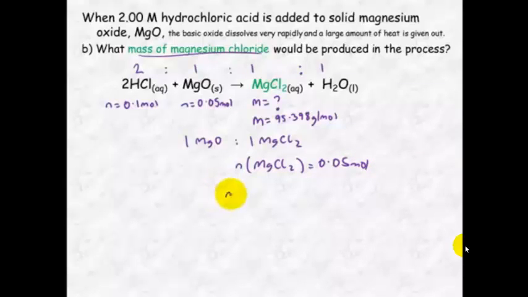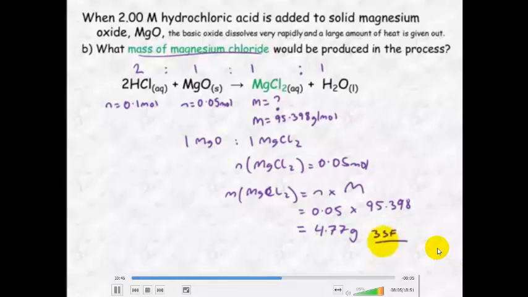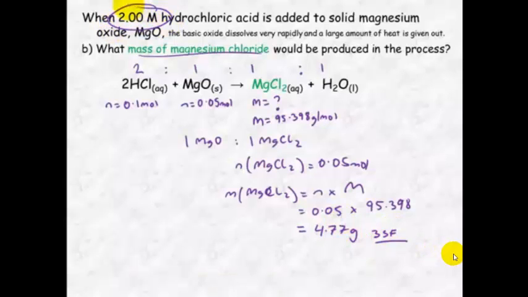So again, the mass of MgCl2 equals n times big M, which equals 0.05 times 95.398, which is just the big M that I wrote down at the start, and that equals 4.77 grams. Three significant figures, which is what my question had to start me off.